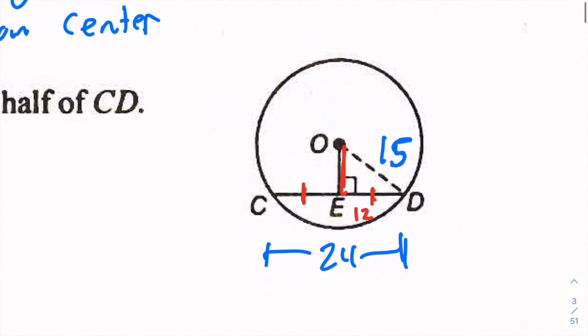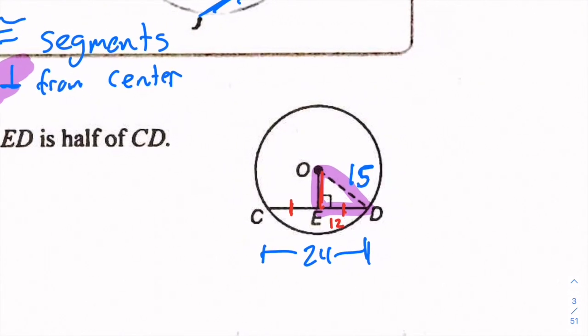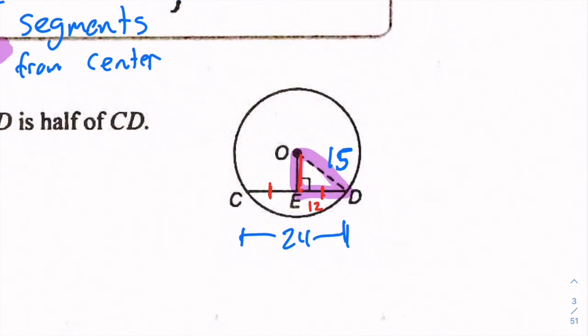What type of triangle do we have, guys? Right triangle. You use the Pythagorean theorem here. This was 15. This is 15. This is 12. This is my OE, right? OE is right here.